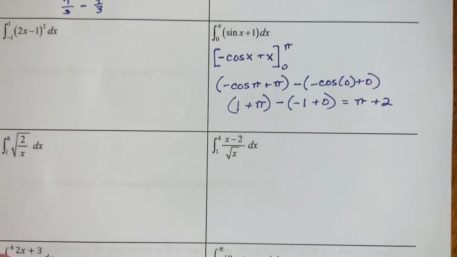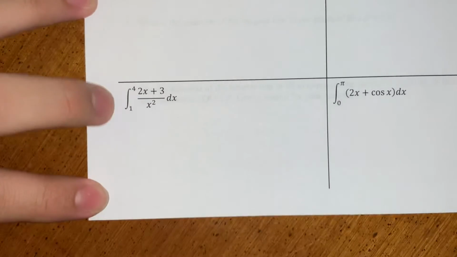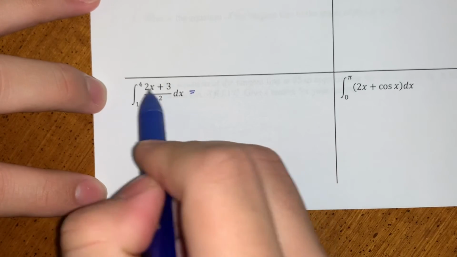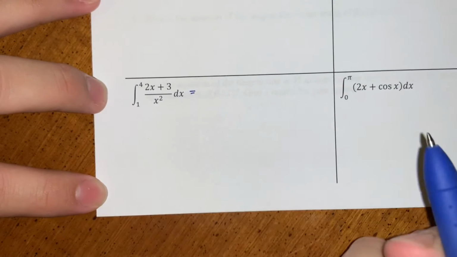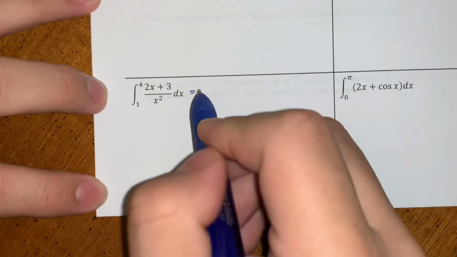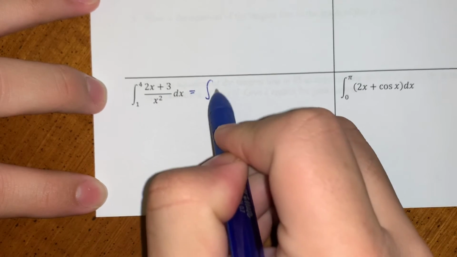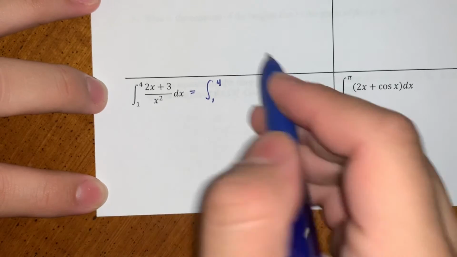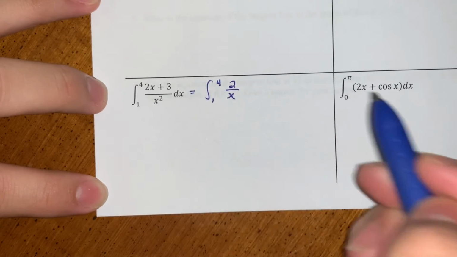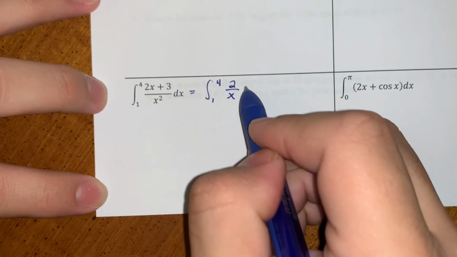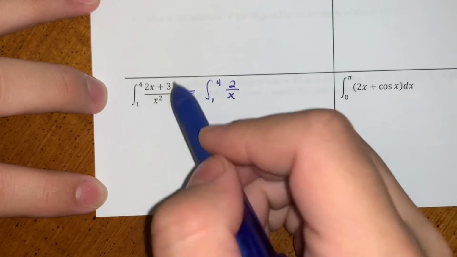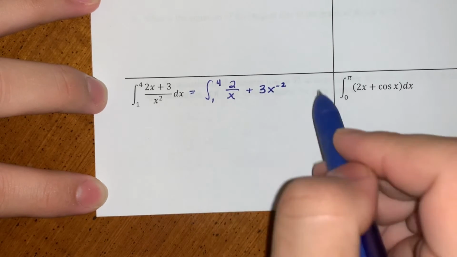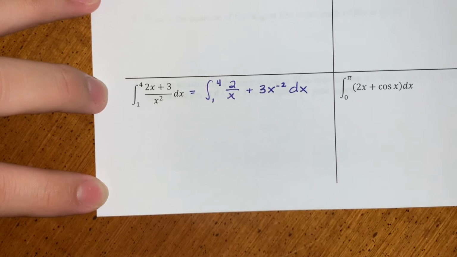Okay. And then I'll do this one right here. Again, if we have multiple terms on the top and only one term on the bottom, I'm going to break up my fraction and rewrite this as the integral from 1 to 4 of 2x over x squared, which reduces down to 2 over x, and then 3 over x squared, which I'm going to write instead as 3 times x to the negative 2 power.